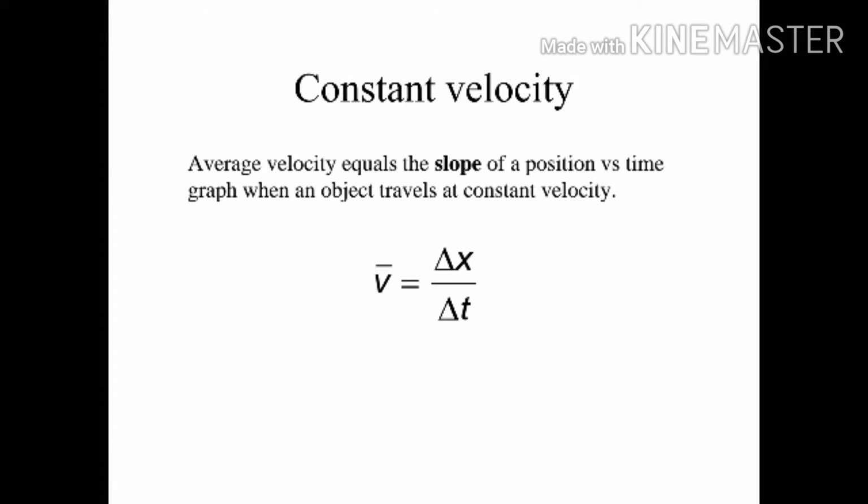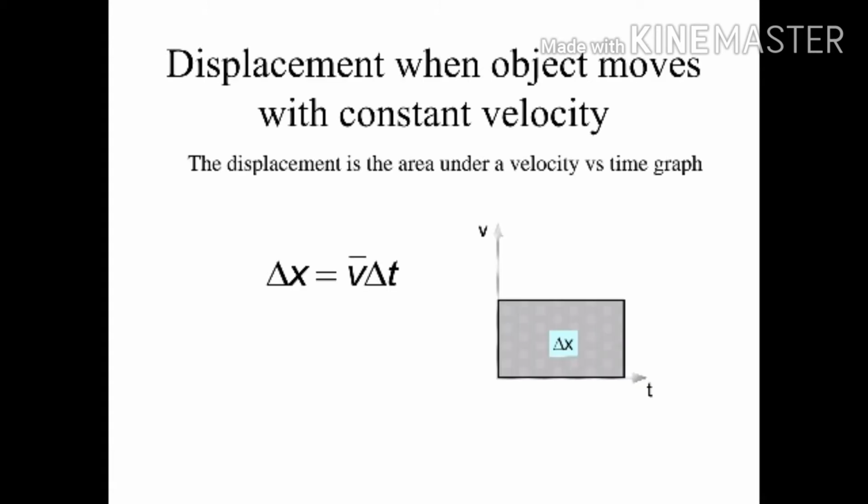Our first is constant velocity, which is average velocity equals the slope of a position versus time graph when an object travels at constant velocity. So this is the formula of constant velocity. Now move to the second one. So the displacement when an object moves with a constant velocity, the displacement is the area under the velocity versus time graph. Delta x is equal to v delta t.